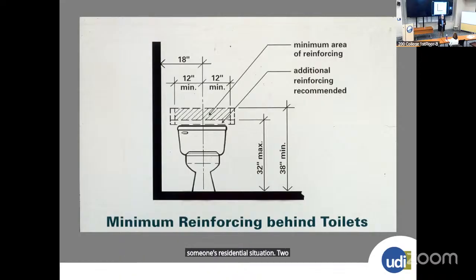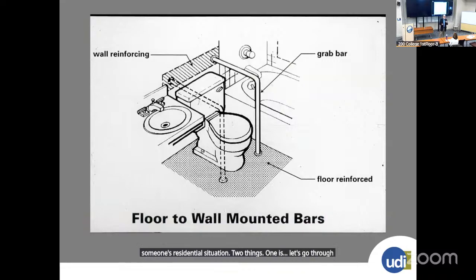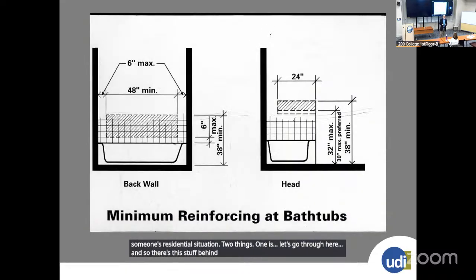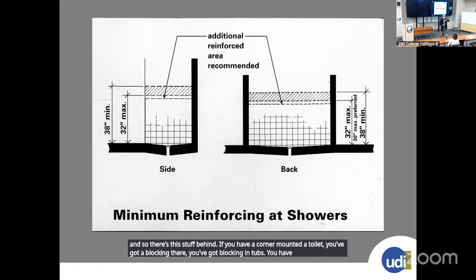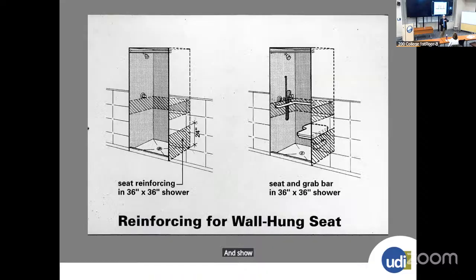2 things. One is, let's go through here. And so there's stuff behind. If you have a corner mounted toilet, you've got blocking there. You've got blocking in tubs. You have blocking in showers. Is that the end of our blocking?